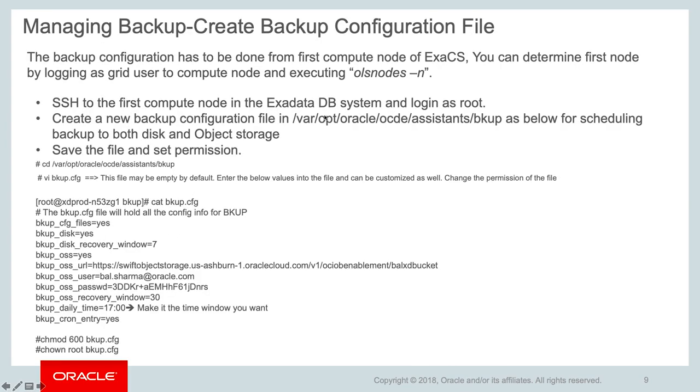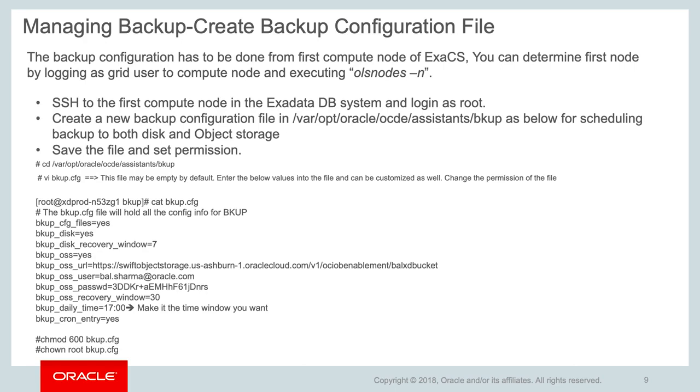To get started, as I said in the beginning, we need to create a backup configuration file, and the backup configuration has to be done from the first compute node of Exadata Cloud Service. So this is very important. All the backup configuration has to be done from the first compute node of ExaCS. And you can always determine the first node by logging in as grid user.